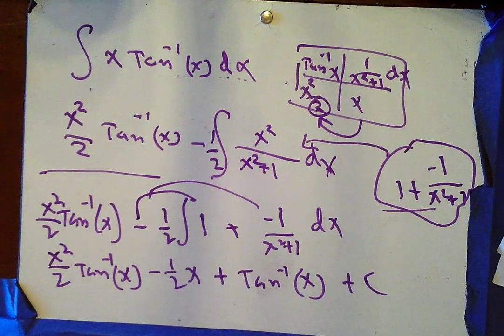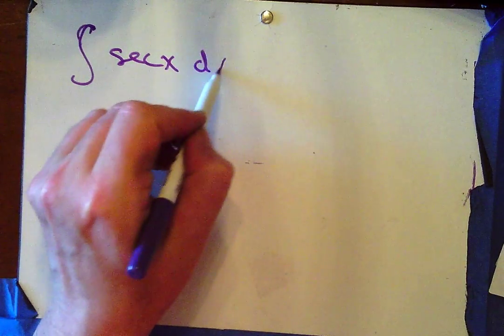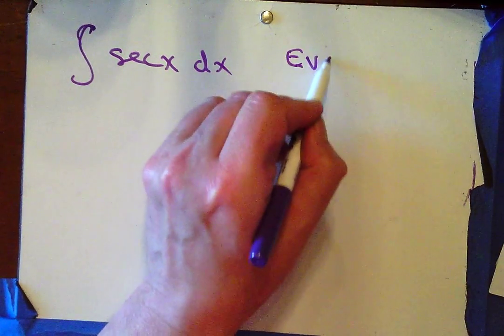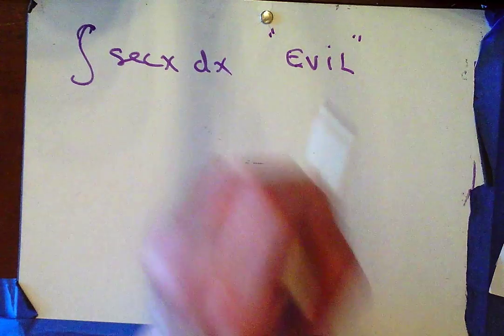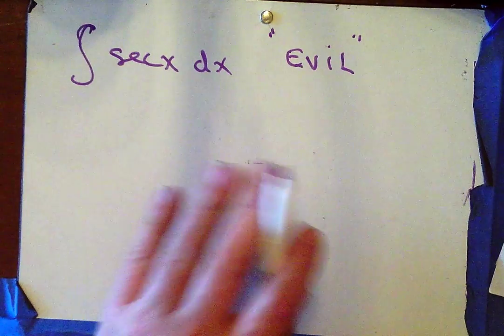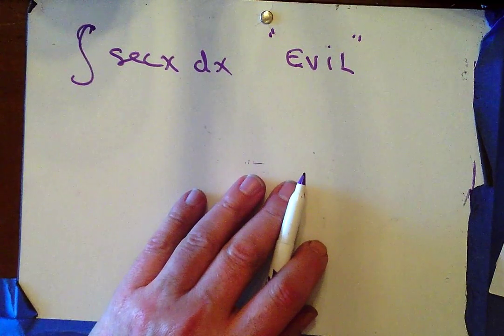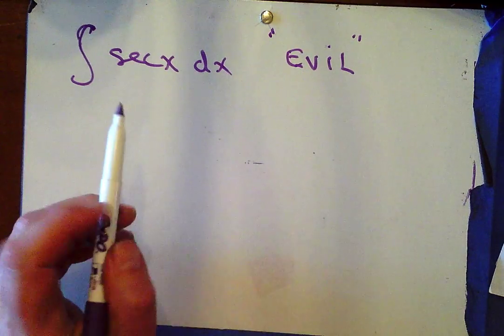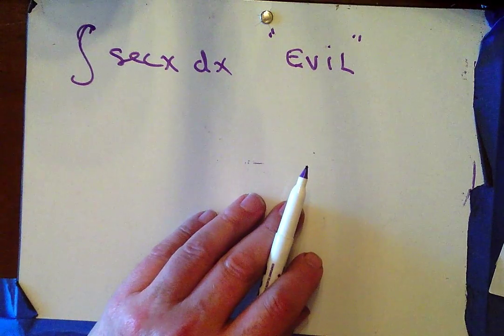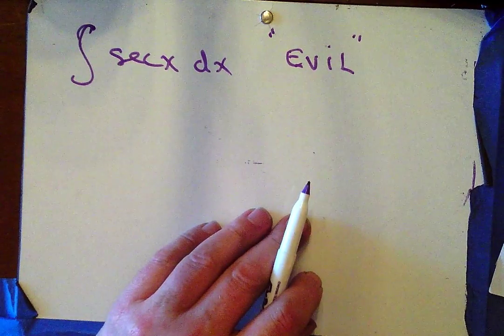Yeah, okay. Wow, this next one comes with a note: secant x dx, and the note says evil. And so I think I'll do this one for you. Yeah, I know how to take the derivative of that, but I'm looking for the antiderivative.